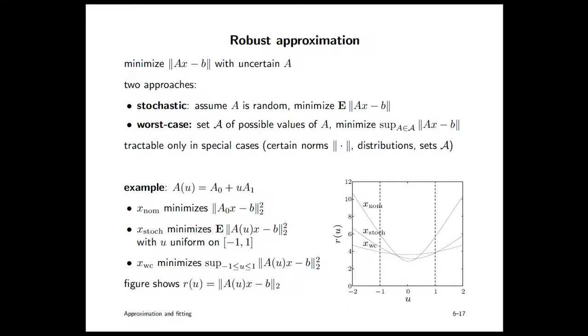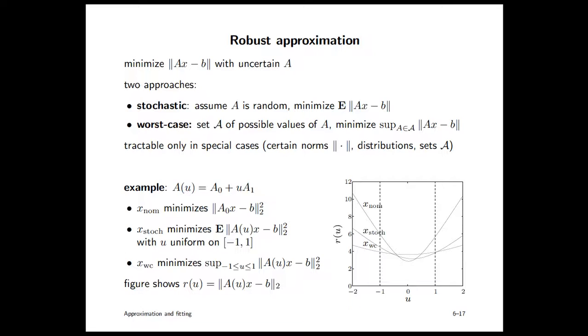Here is the fourth application. The problem is to minimize the objective with an uncertain matrix A. There are two approaches. The first is to assume the matrix A is a random variable, so it is equivalent to minimizing the expected value of the norm of the objective function. It is also possible to model the variations in the matrix A using a set-based worst-case approach.